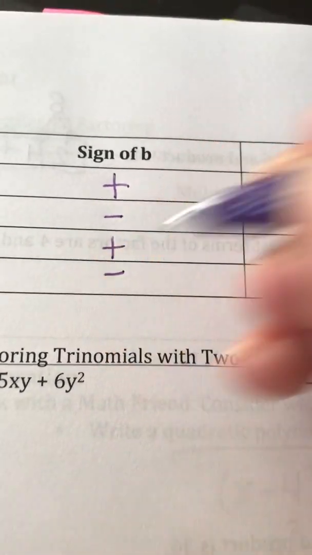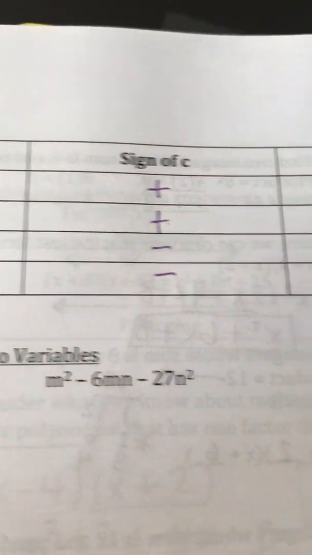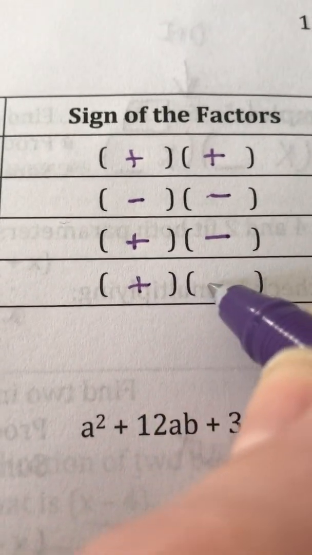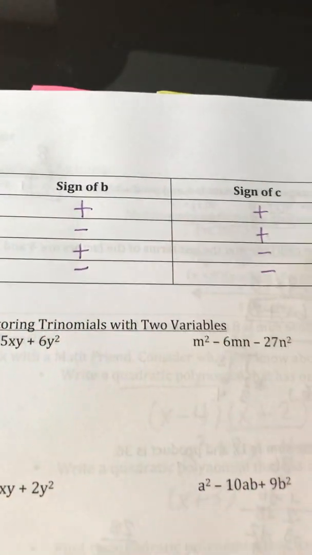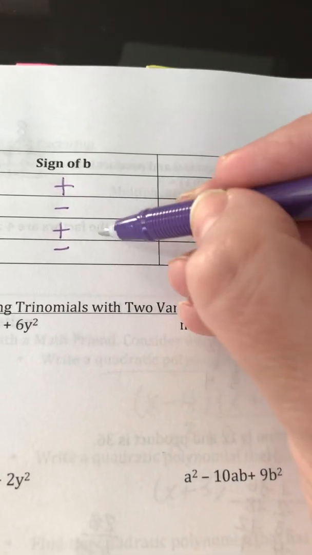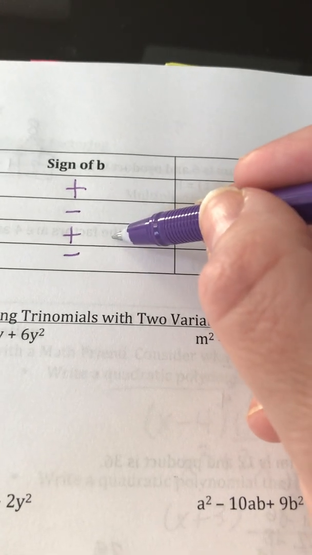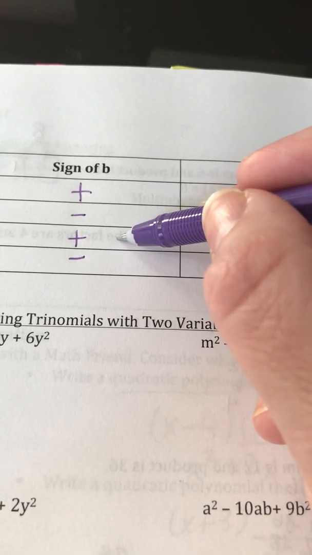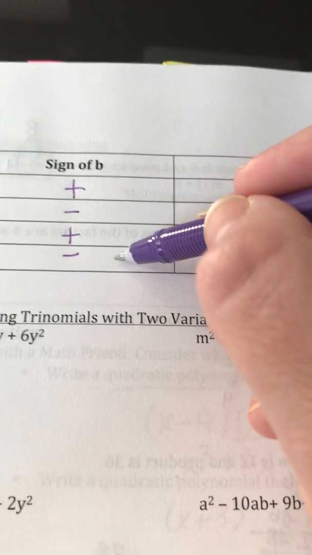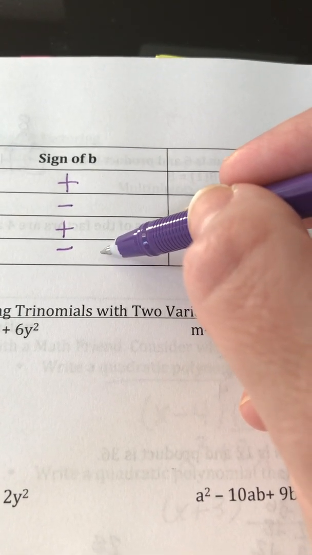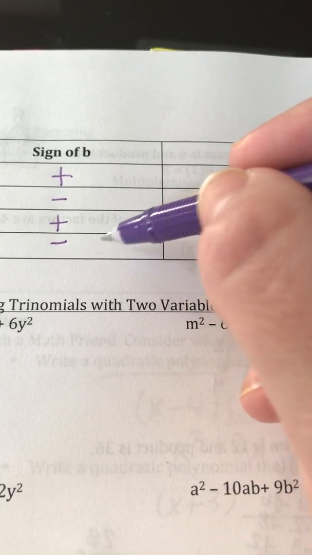If we have a negative B and a negative C, again, one factor will be positive and one factor will be negative. In these last two cases where C is negative, the sign of B is determined by the factors. If the larger factor is positive, then you're going to have a positive B value. If the larger factor is negative, you're going to have a negative B value. Okay?